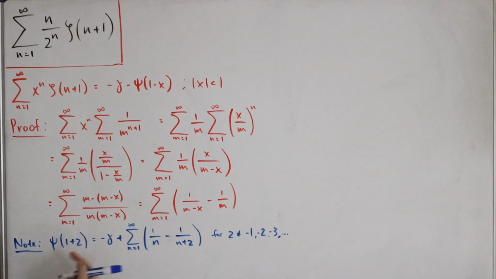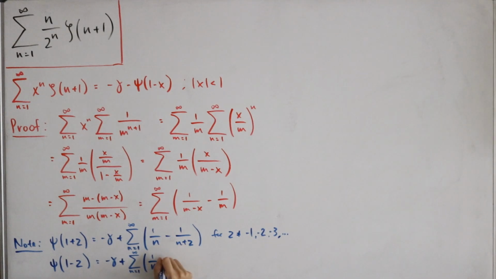If I replace z with negative z, then the digamma at 1 minus z is the same thing. It's going to be negative the Euler-Mascheroni constant plus the infinite sum from n equals 1 of 1 divided by n, subtract 1 divided by n minus z.